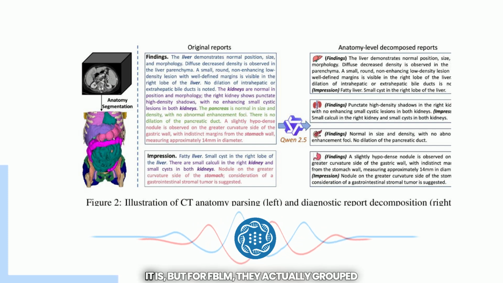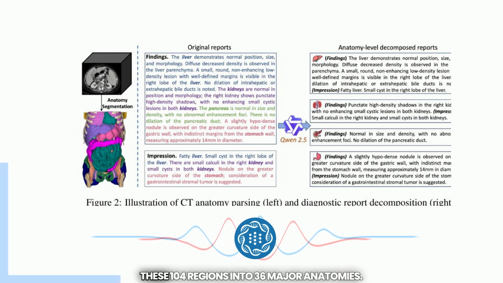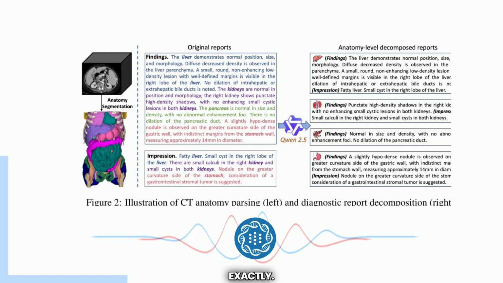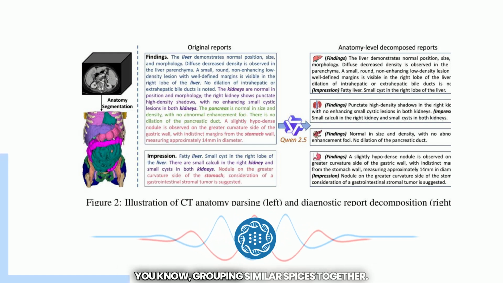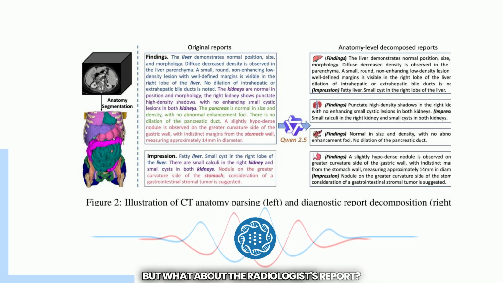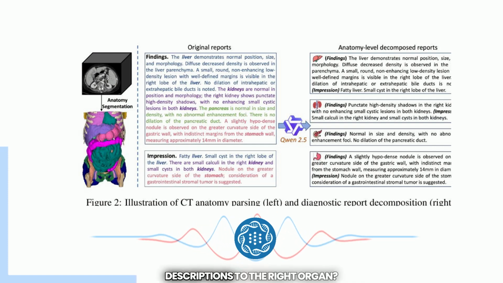Wow, that's a lot. It is, but for fVLM, they actually grouped these 104 regions into 36 major anatomies. Okay, so it's kind of simplifying things a bit, making it easier to manage all that information. Exactly, just like organizing your spice rack, grouping similar spices together. I'm with you. So the scan is all neatly organized. But what about the radiologist's report? How does the AI match the descriptions to the right organ?